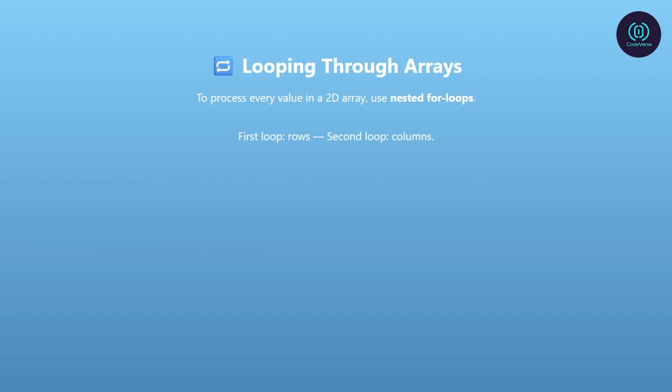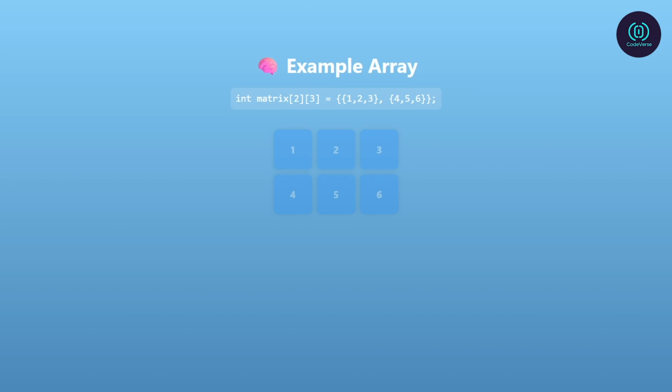To loop through a 2D array, we use two nested loops. The outer loop goes through the rows, and the inner loop goes through the columns of each row. Let's take this matrix as an example: int matrix[2][3] = {{1, 2, 3}, {4, 5, 6}}.